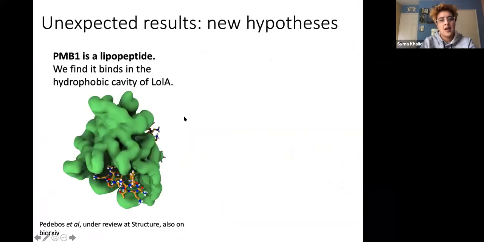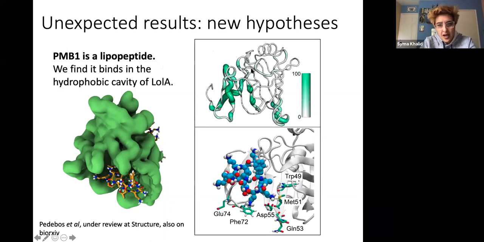Interestingly, what we see is that the antibiotic, which is also a lipopeptide, which means it has a lipid region, we find it also binds into the cavity of LOL-A. You can just see that here, and indeed it does so. When it does so, it binds to the same amino acids as we were seeing bronze lipoprotein binding to.